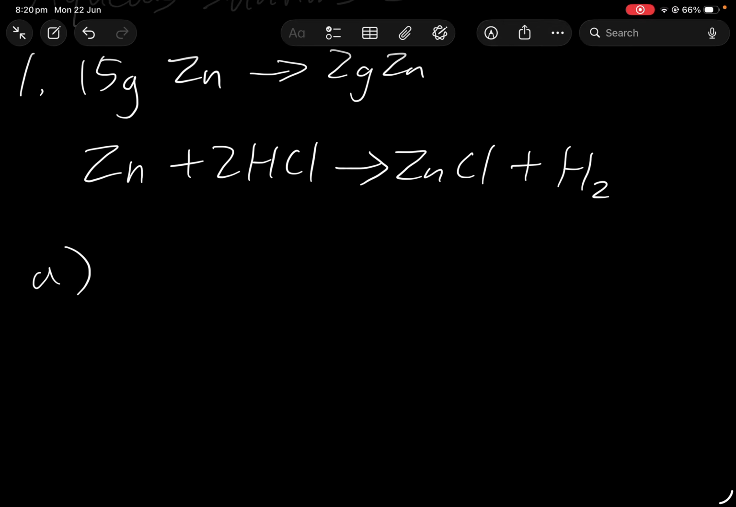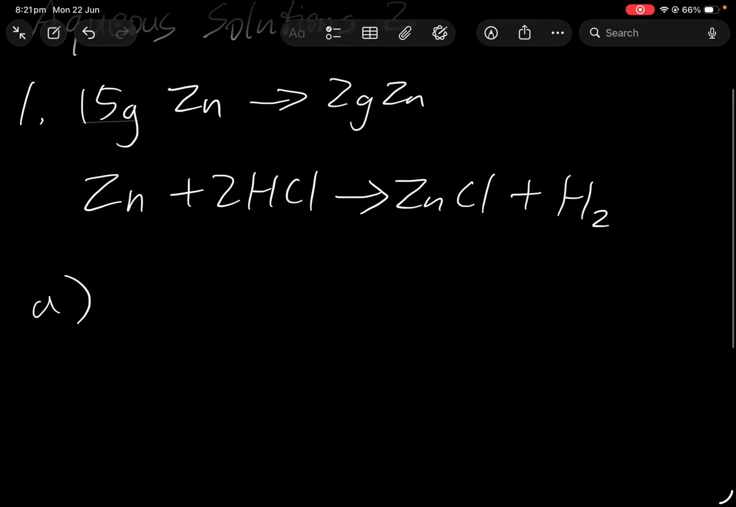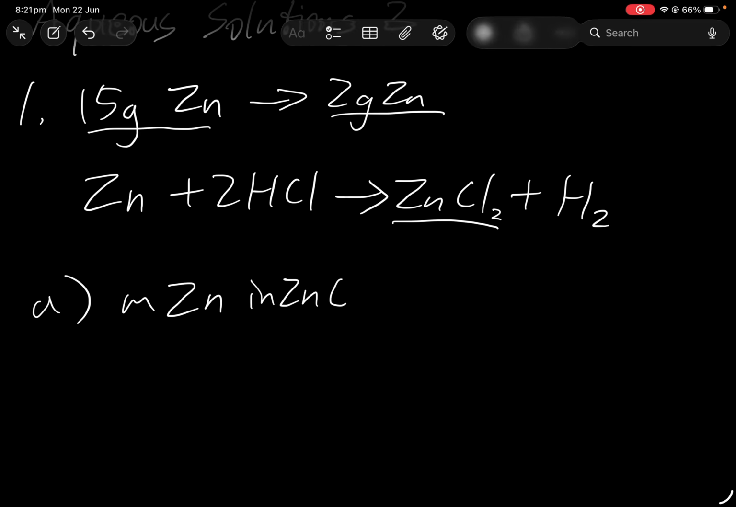Okay, as we can see from the reaction, the zinc is gone. It went from 15 to 2 grams. Where did the extra zinc go? It went into zinc chloride. That's where it went. So we need to know how many. Now we know the mass.